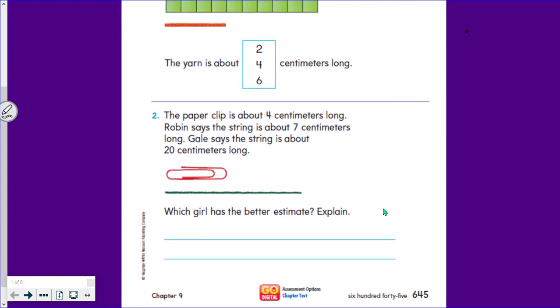Okay, number 2. The paper clip is about 4 centimeters long. Robin says the string is about 7 centimeters long. Gail says the string is about 20 centimeters long. Okay, so remember the paper clip is about 4 centimeters long. Which girl has the better estimate? So who's right? Is Gail right or is Robin right? Who has the better estimate of how long the string is based on the fact that the paper clip is 4 centimeters long? Go ahead and pause your video and explain.